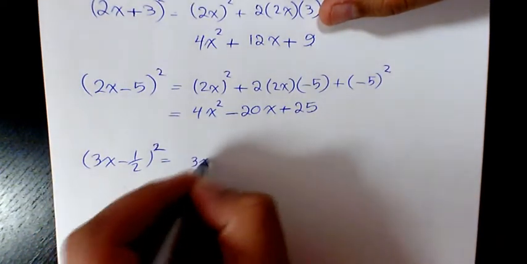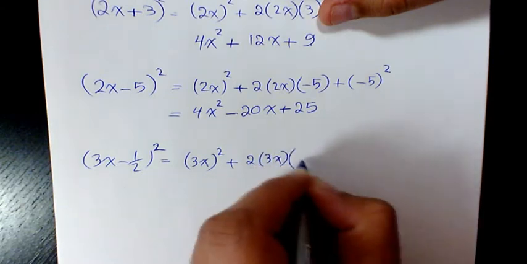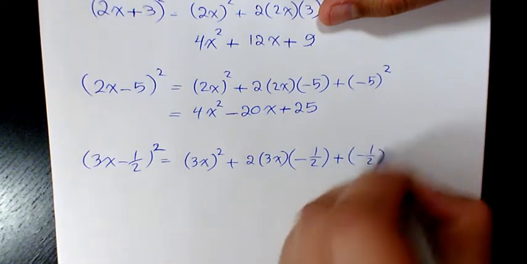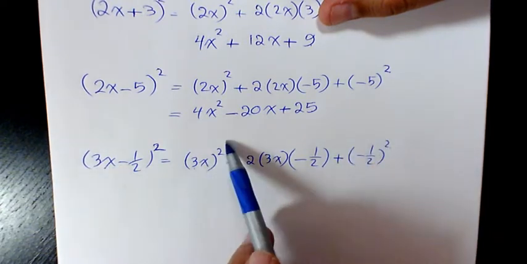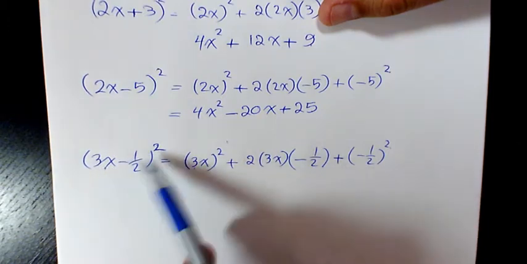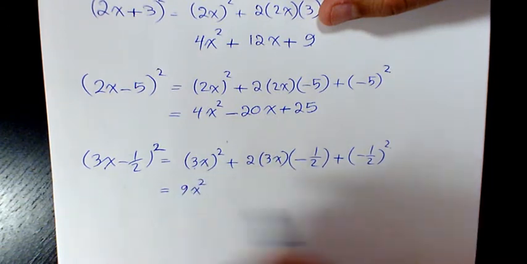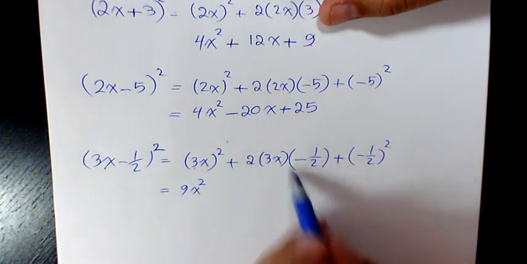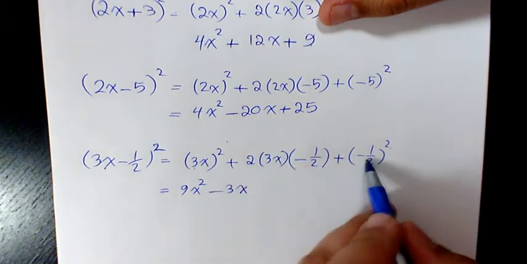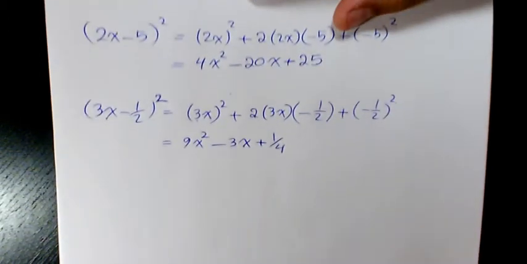We have (3x)^2 plus 2 times 3x times negative 1 over 2 plus (negative 1 over 2)^2. So the first number to the power of 2 plus 2 times the first number times the second number plus the last number to the power of 2. So (3x)^2 is going to be 9x squared. 2 times negative half is going to be negative 1, times 3x is going to be negative 3x. Negative 1 over 2 times negative 1 over 2 is going to be positive 1 over 4.